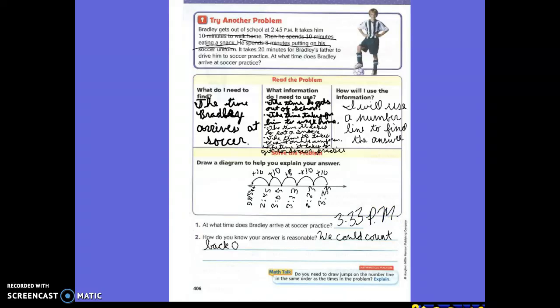Okay, my tools are not working, so we could count back minus 10, minus 10, minus 8, minus 10, minus 10, and get the beginning time of 2:45.